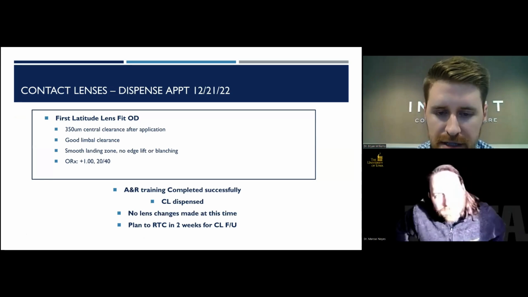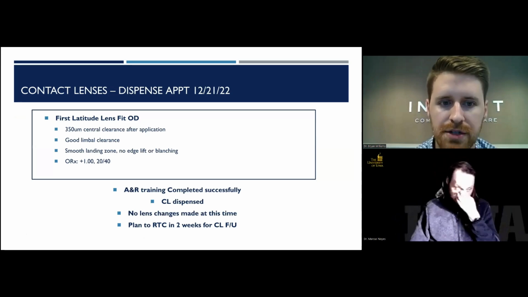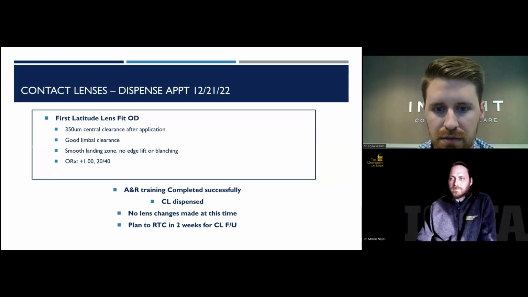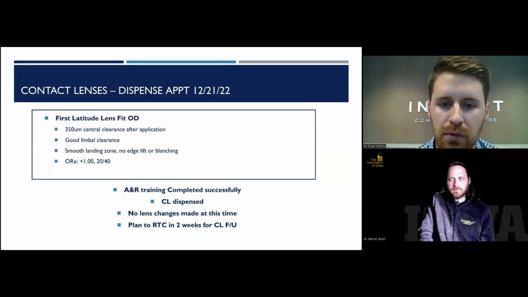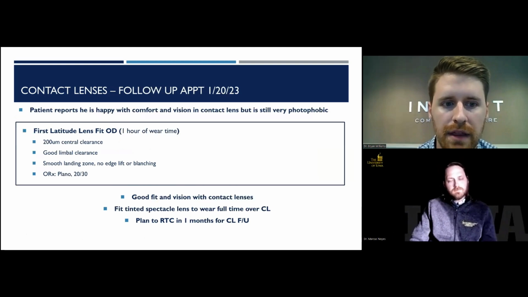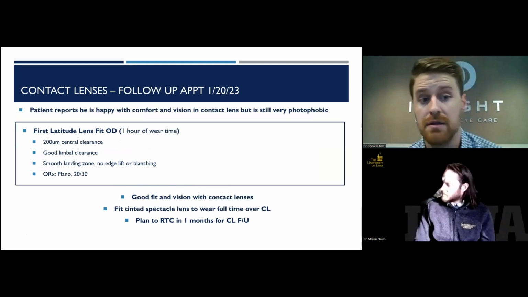So that was his dispense appointment. The initial fit looked great. I was really pleased with the result from the SMAP scan design. And then we completed application removal training and had him come back a couple weeks later. So at this point, the fit looked awesome.